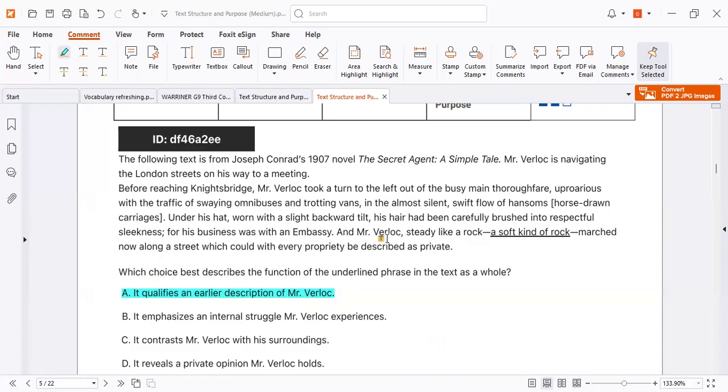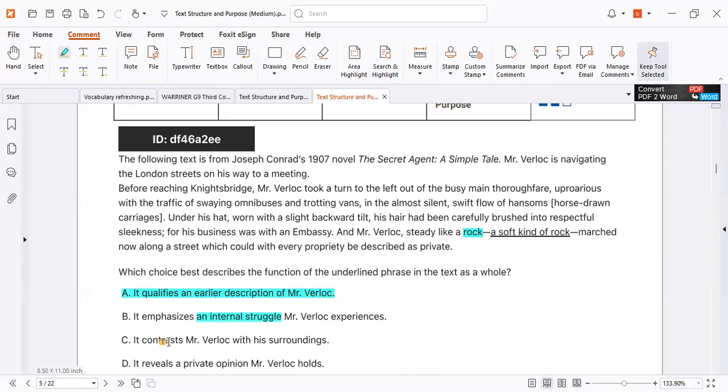He said, and Mr. Verloc stayed like a rock. You see, like a rock. Rock must be strong, hard. How he says soft kind of rock? This is limitations. You see, something opposite. That's why. Internal struggle, it means he has a problem between himself and his self. Has a problem between inside him.